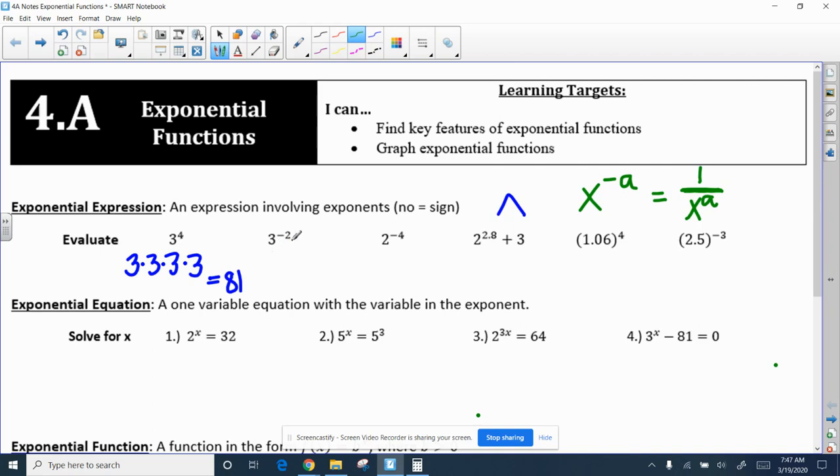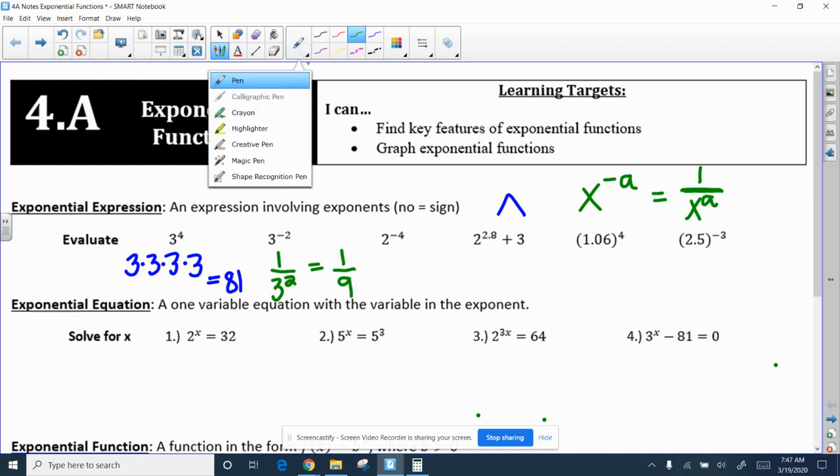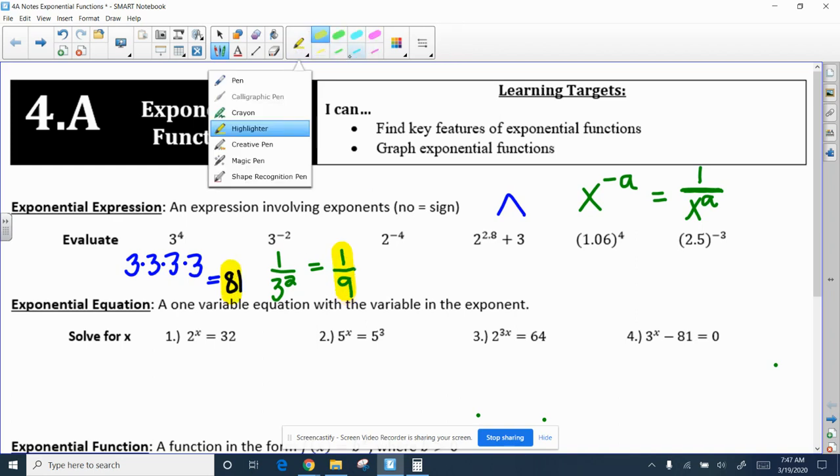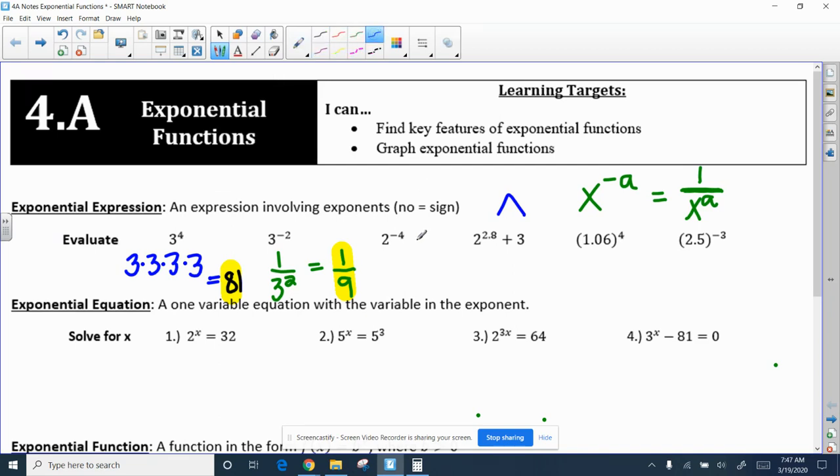So 3 to the negative 2 power means 1 over 3 to the 2 power. So we jumped the line to the bottom of a fraction, and then the 2 became a positive 2. And so then we know this is going to be 1 over 3 squared. 3 squared is 9. So 3 to the negative 2 power is 1/9. Let's highlight that.